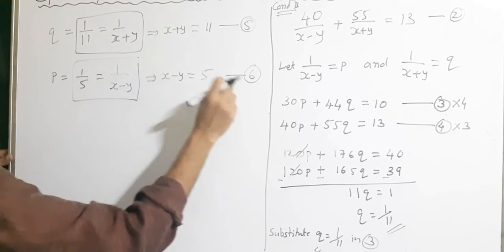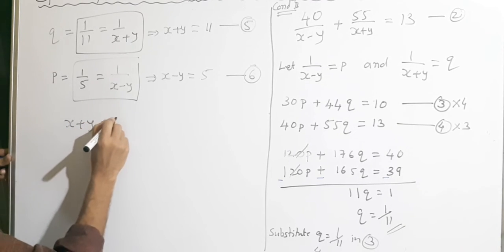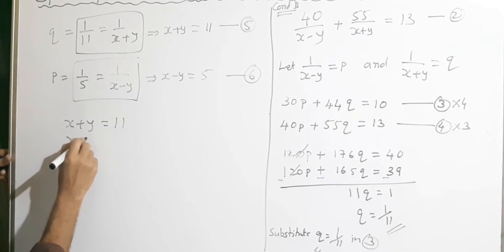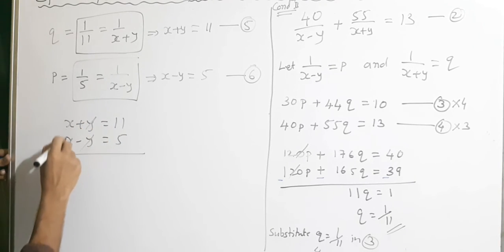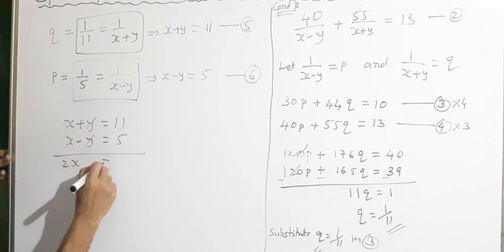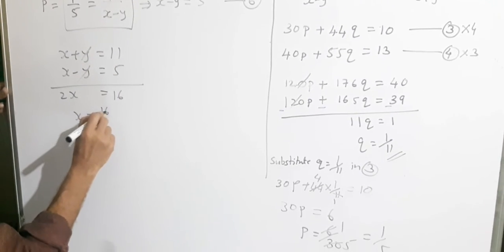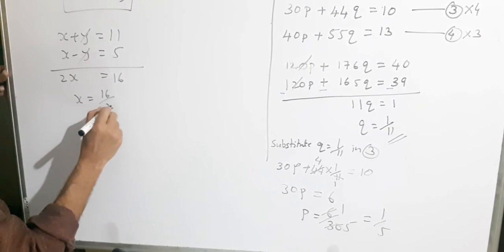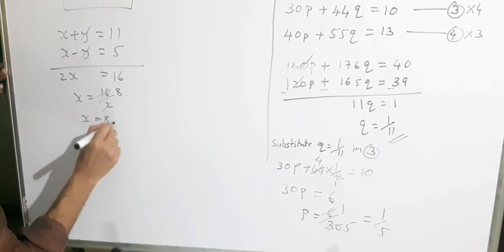Solve equations 5 and 6 by the elimination method. So x plus y is equal to 11, and x minus y is equal to 5. This y cancels. So x plus x is 2x, and 2x is equal to 11 plus 5, which is 16. And therefore x is equal to 16 upon 2, so x is equal to 8.